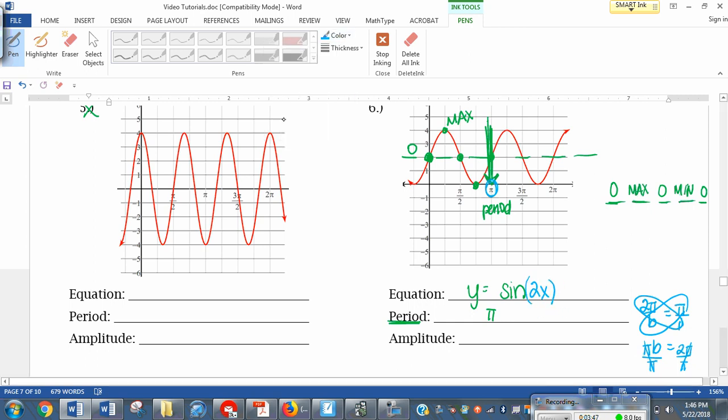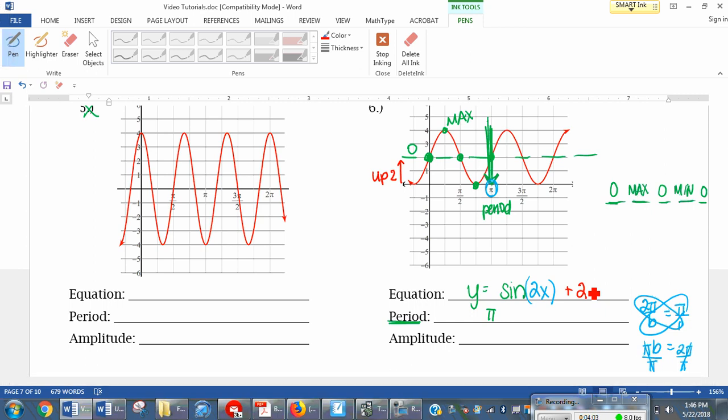Now to get the vertical shift, usually the middle starts at 0, but here we're actually up 2 units. So after our parentheses, we're going to put plus 2 for the vertical shift. The number in front is called the amplitude. The amplitude is coincidentally 2. Those are not always the same, but in this case, so it's always from the middle to the top, and it should be equidistant from the middle to the bottom. And so our amplitude here is 2.